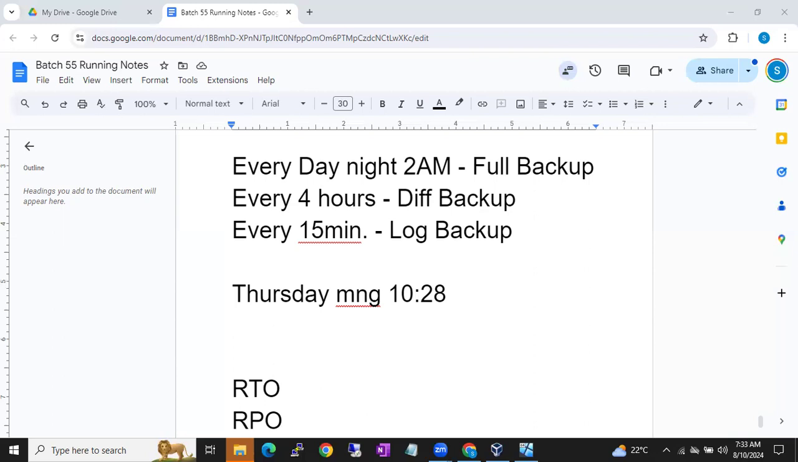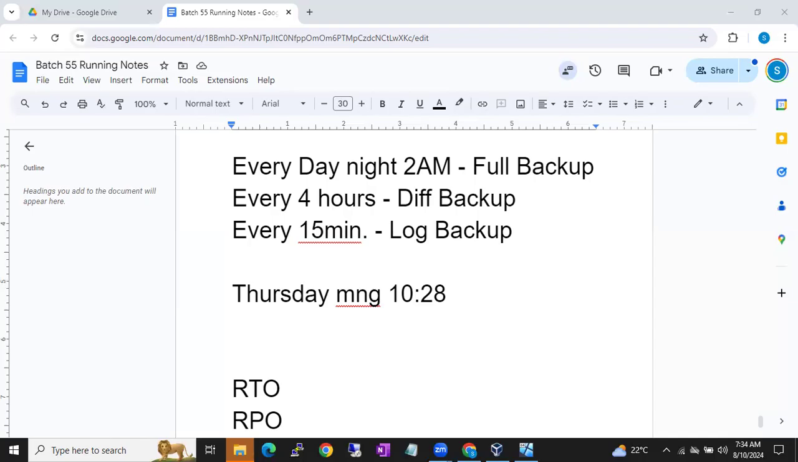Concurrent backups means if full is running, can I take differential or not? If full is running, can I take log backup or not? If differential is running, can I take full backup? If log backup is running, can I take full backup? So that is the assignment actually. You have to check whether concurrent backups are possible or not. Full to full: when full is running, can I initiate one more full?